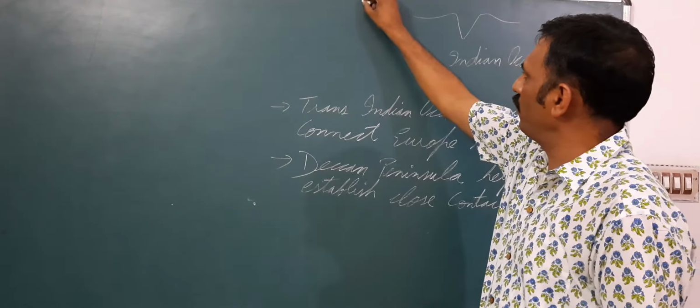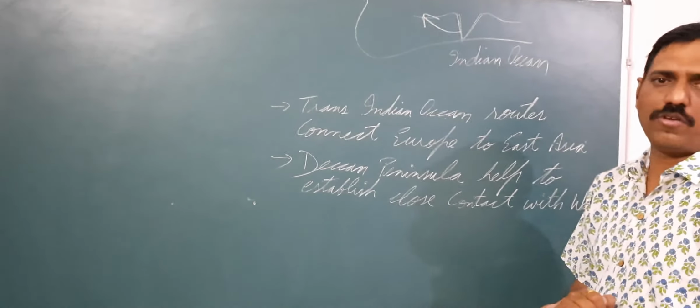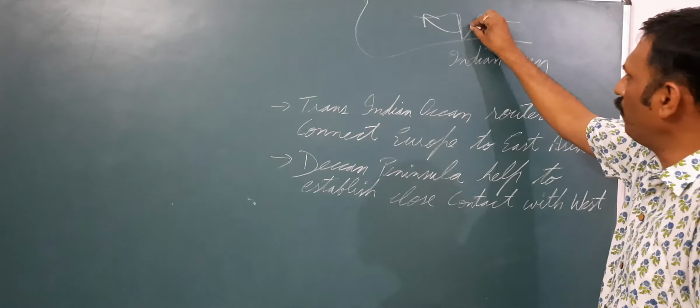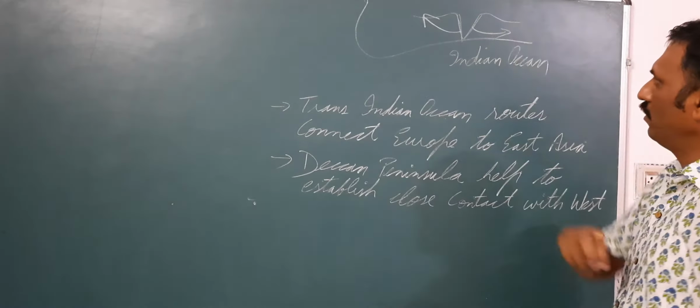Second, this Deccan Peninsula, this peninsular part of India, helped us to be in contact with West Asia, like Saudi Arabia or these countries, or Africa. It was easy for us to be in contact with them. Even in the eastern part, our location was such that we were able to easily make contact with the other countries of the world.